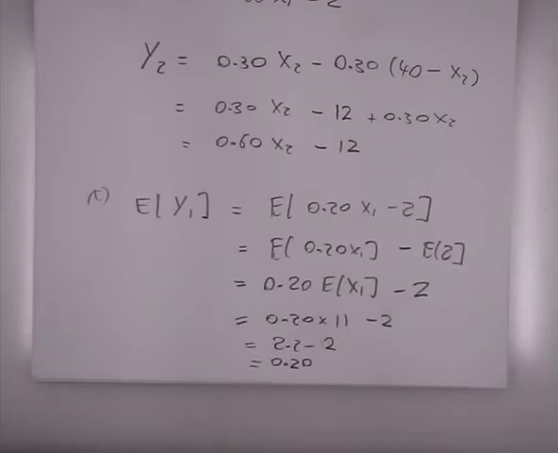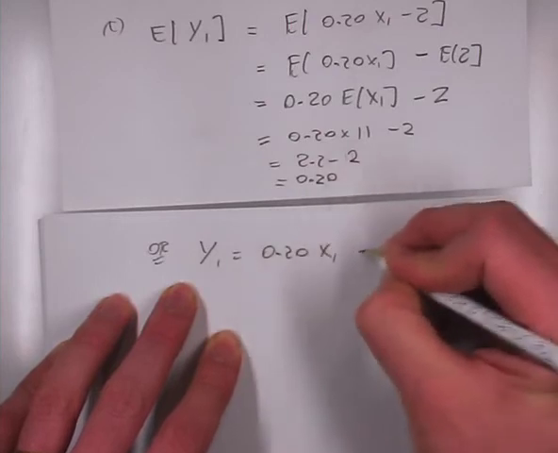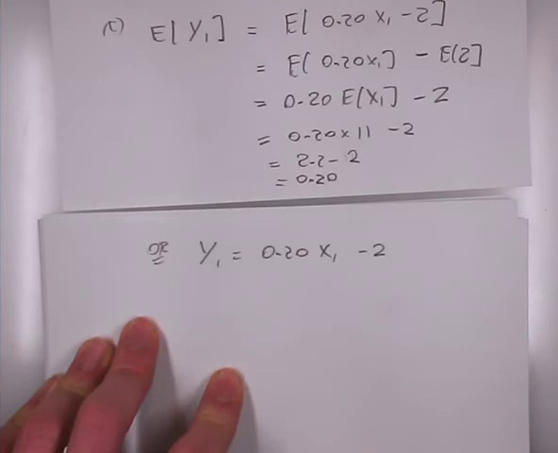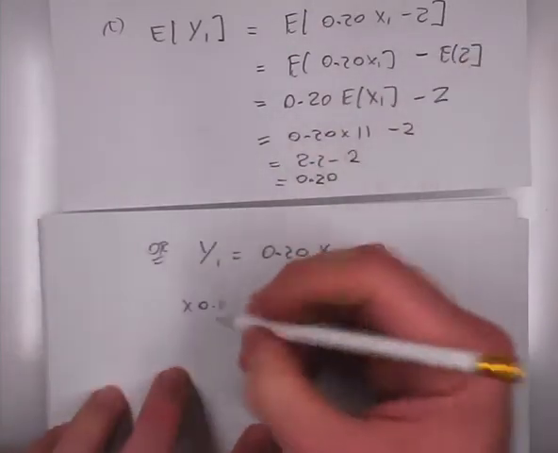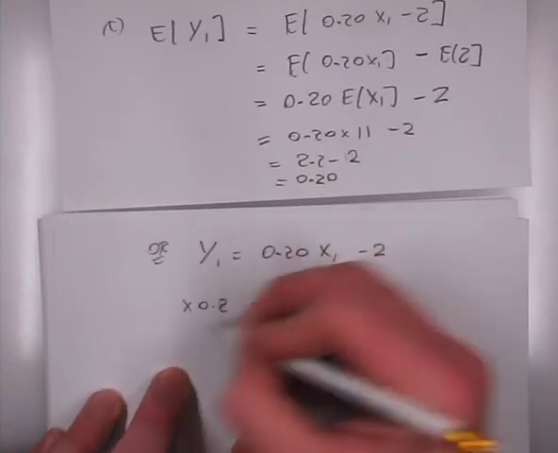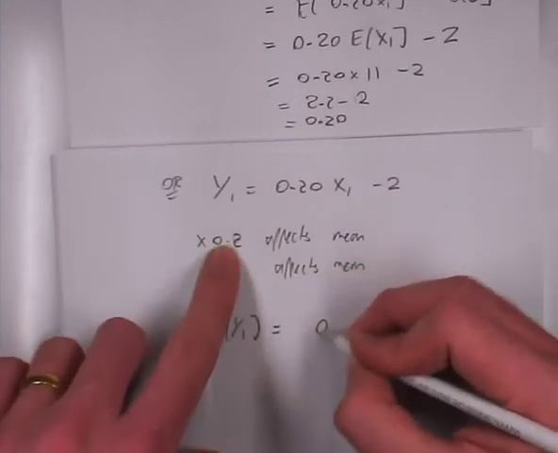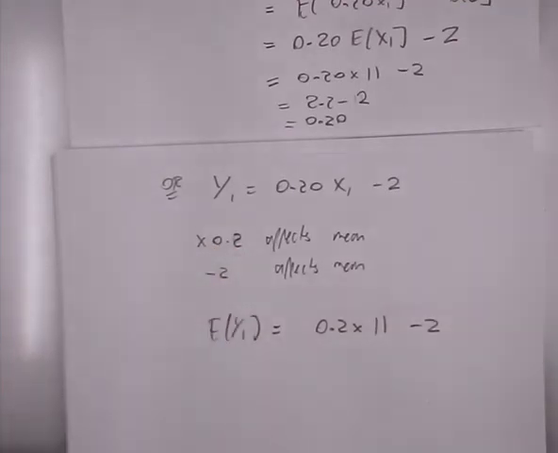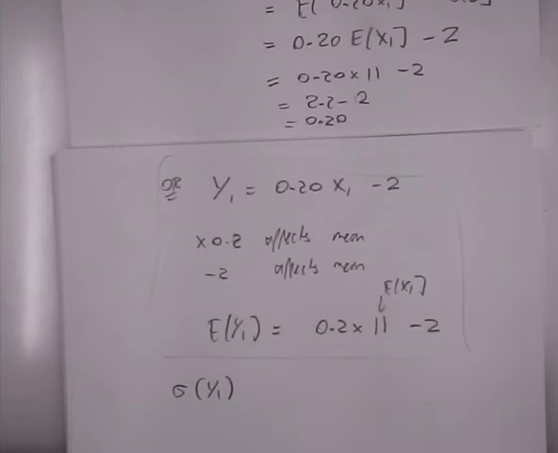So you can actually do this a different way. Rather than doing it with the formula like this, you can say y1 is 0.20 x1 minus 2. First we multiply by 0.20, which affects the mean, and then minus 2 affects the mean as well. And so therefore the mean of y1 is just going to be 0.2 times the mean of x1 minus 2. So just think about what you've done to this to produce that and do the same on the mean. Okay? All right. So that was just a little aside. So for the standard deviation of y1, standard deviations work slightly differently.